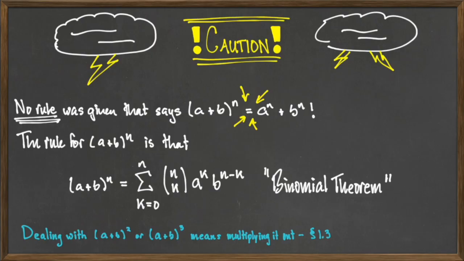A way to justify this to yourself is that whenever I'm dealing with terms like a plus b to the second or to the third power, it typically means multiplying this out or FOILing out. And we'll see how to deal with expressions like this in section 1.3. But the moral of the story is that exponents do not distribute over sums of terms.